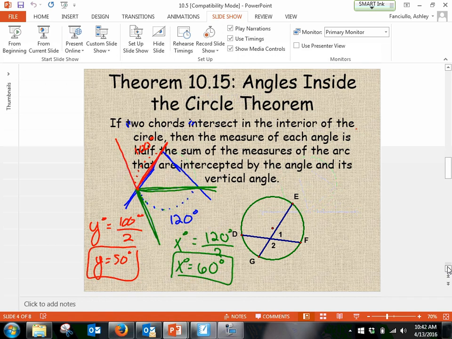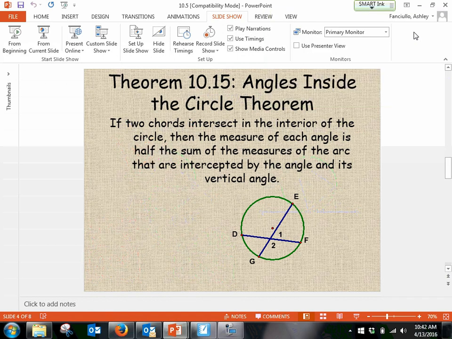Let's look at the next theorem, theorem 10.15. We're looking at two chords intersecting inside a circle. Now we're going to find the measure of each of those angles, and as long as you understand vertical angles, you're pretty much good to go here. If I trace angle 1, its vertical angle would be this one. I'm going to look at their corresponding arcs. It says if two chords intersect in the interior of a circle, then the measure of each angle is half the sum of the measures of the arcs that are intercepted by the angles.